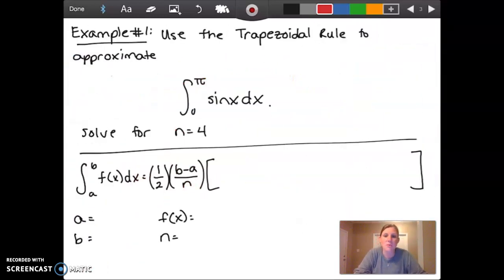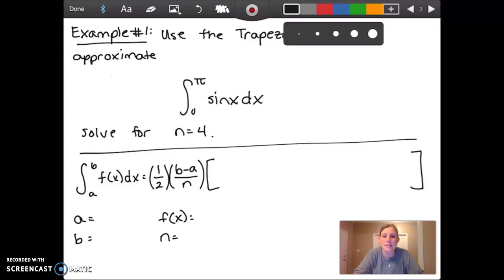Okay, so use the trapezoidal rule to approximate the integral from 0 to pi of sine x dx for n equals 4. Period there, and erase that period there. It would be silly to end that sentence up there.